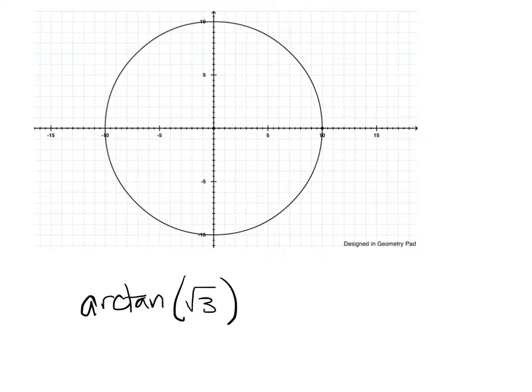So I'll let you do it with the pointer. Okay. So you'd find where root 3 is. Oh, you'd have to do the slope. So what's a line with slope root 3? I mean, just guess. Like, how's it look?